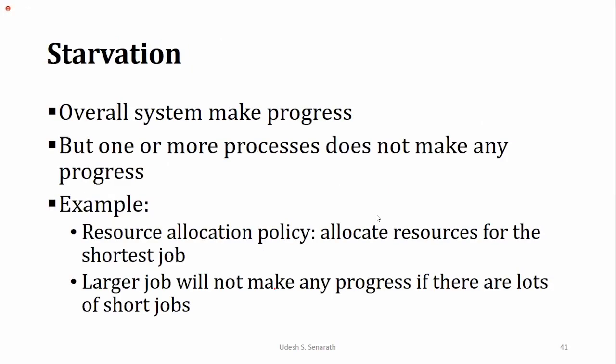Then we will be talking about starvation at the end, right? At the end, we will talk about this starvation thing, right? The overall system makes progress, but one or more processes do not make any progress. So when the overall system is running, some processes have to wait until some processes are completed. Those processes that are waiting for another process to be completed are in starvation. Example: a resource allocation policy allocates resources to the shortest job, and then the longest job has to wait.